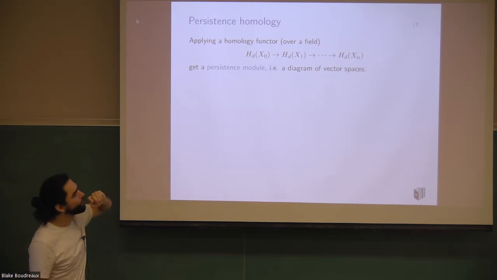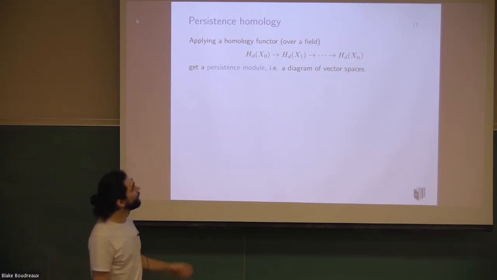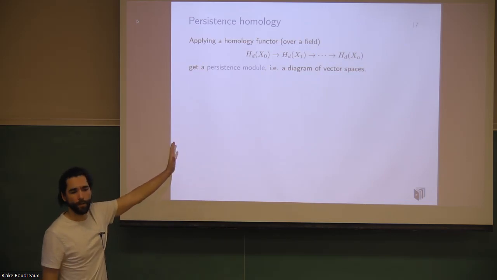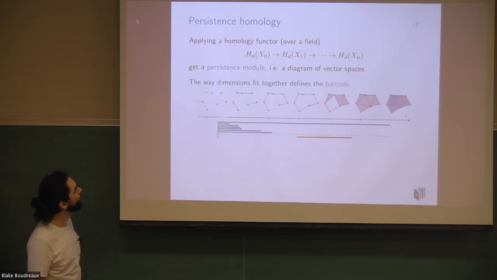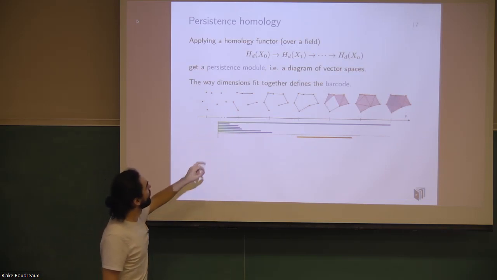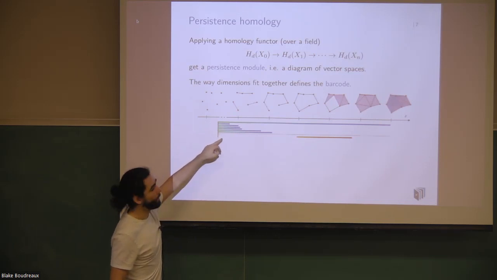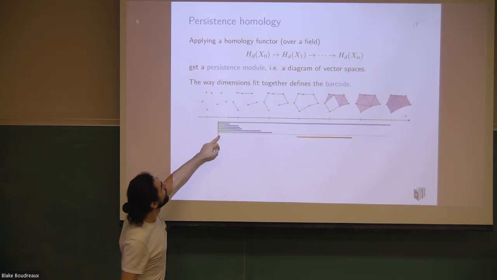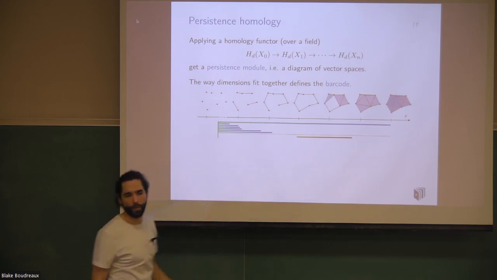We obtain a persistence module, which is nothing but, in more categorical terms, a diagram of vector spaces. Now, the way that the dimensions of these vector spaces fit together gives us a complete invariant of the persistence module, which is called its barcode. And it's illustrated here for the example that we had before. In this greenish-blue color, we have the barcode associated to d equals 0 up there. And over here, we have the barcode associated to d equals 1.